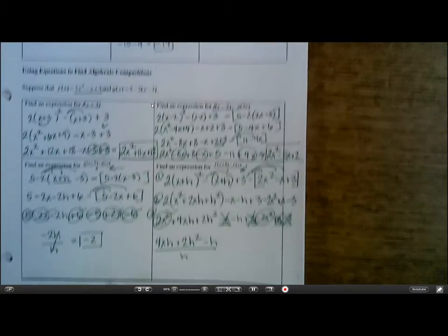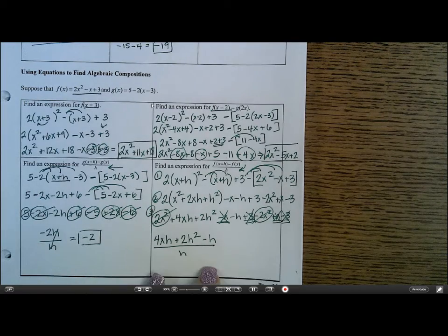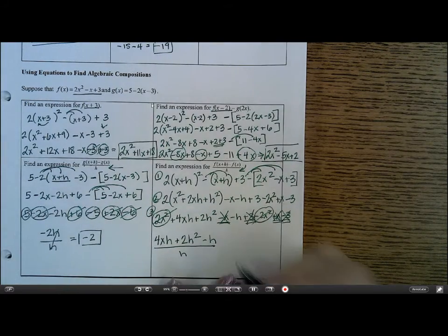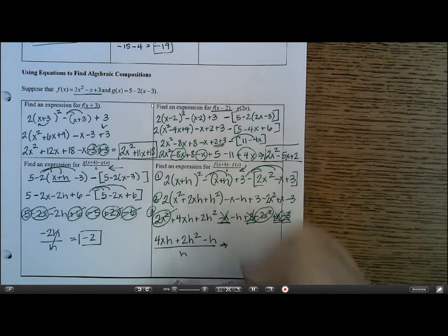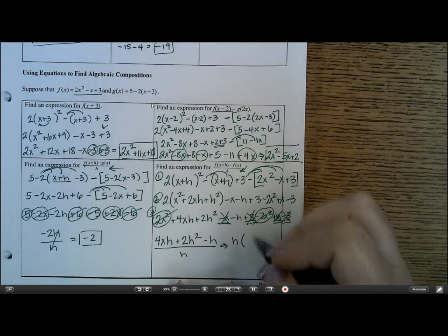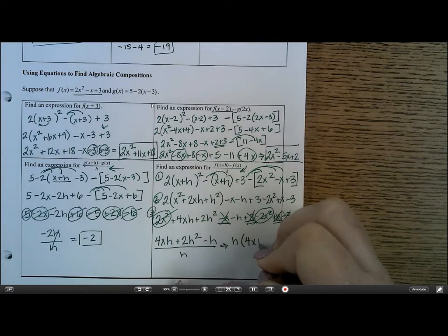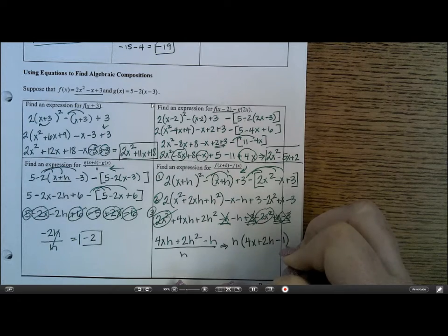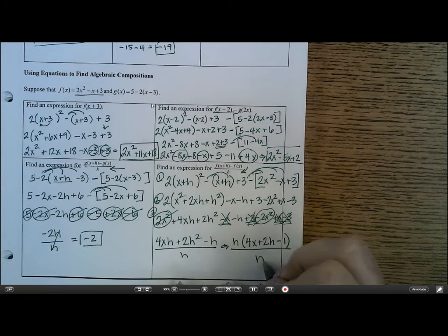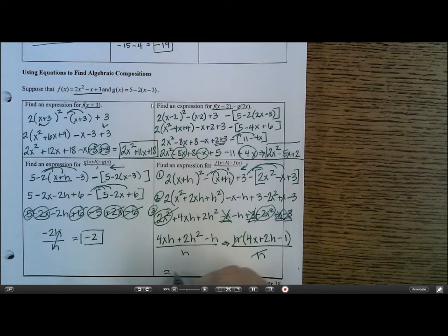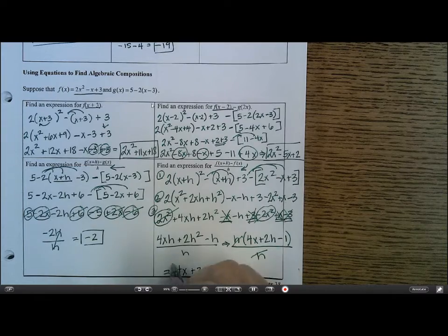Please, please, please pay extra careful attention. You are not allowed to cross out the h's. You can only reduce if it's a product. So we are going to factor out an h. So we have 4x plus 2h minus 1 all over h. Now I can reduce, and my final answer is 4x plus 2h minus 1.